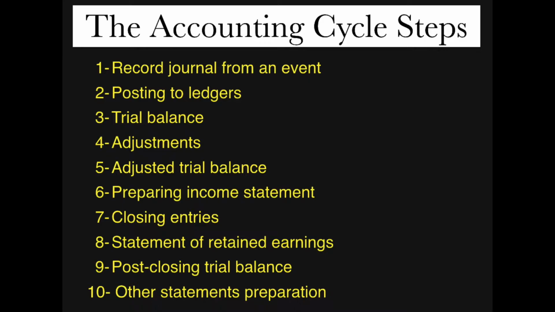The accounting cycle steps. 1. Record journal from an event. 2. Posting to ledgers. 3. Trial balance. 4. Adjustments. 5. Adjusted trial balance. 6. Preparing income statement. 7. Closing entries. 8. Statement of retained earning. 9. Post-closing trial balance. 10. Other statements preparation.